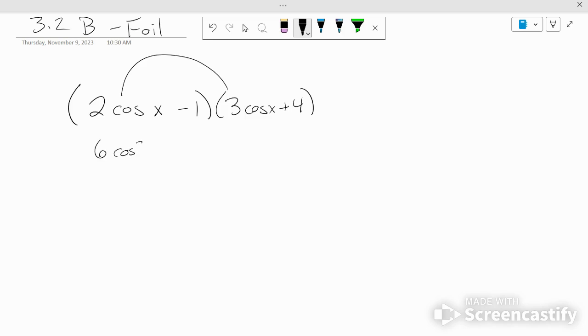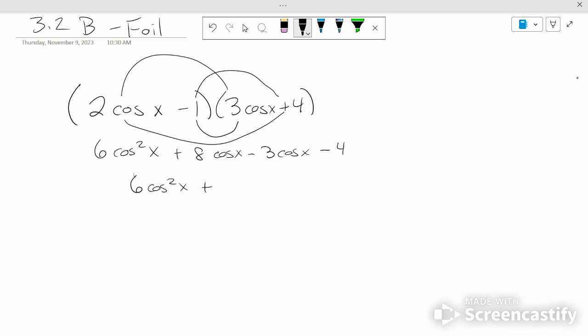So when we FOIL, remember we take first times first, which is, in this case, 6 cosine squared of x, outers, which is 8 cosine of x, inners, which is negative 3 cosine of x, and last, which is negative 4. So it's 6 cosine squared of x plus 5 cosine of x minus 4. Simple FOIL, right? That's not too hard.